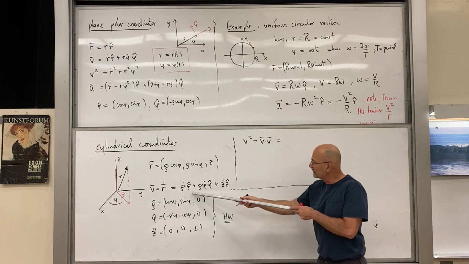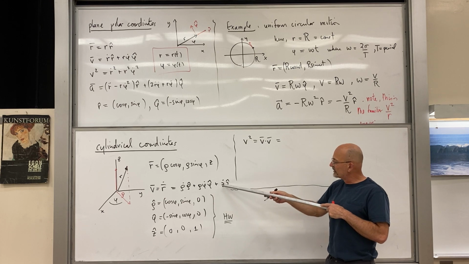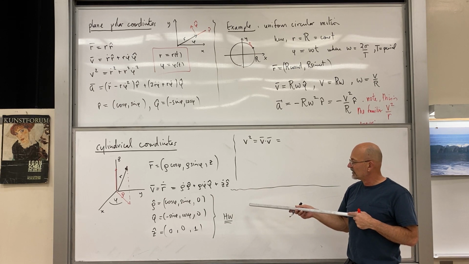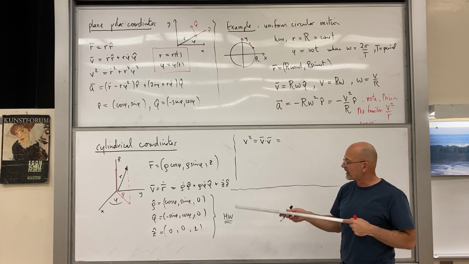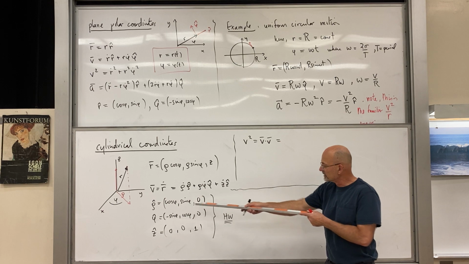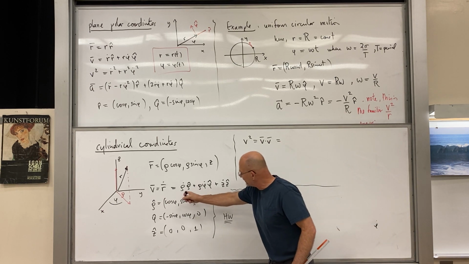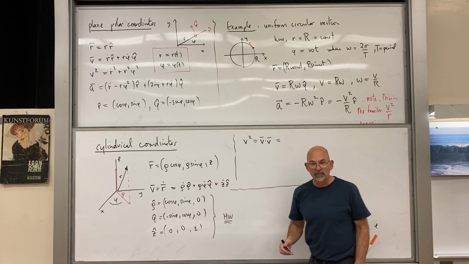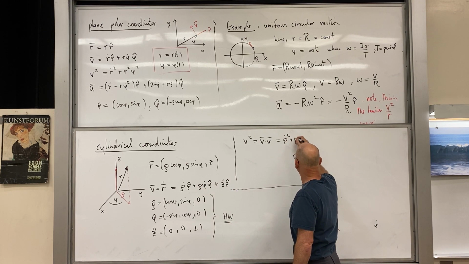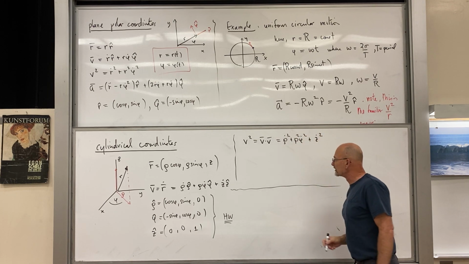See, because these 3 vectors are unit vectors and because they're all 3 mutually orthogonal, which is clear, okay, we already proved it for these 2. This one is definitely just out there, orthogonal to the other 2. Because of that, the square of this vector is just the individual components squared. So again, it's just rho dot squared, rho squared phi dot squared, plus z dot squared.